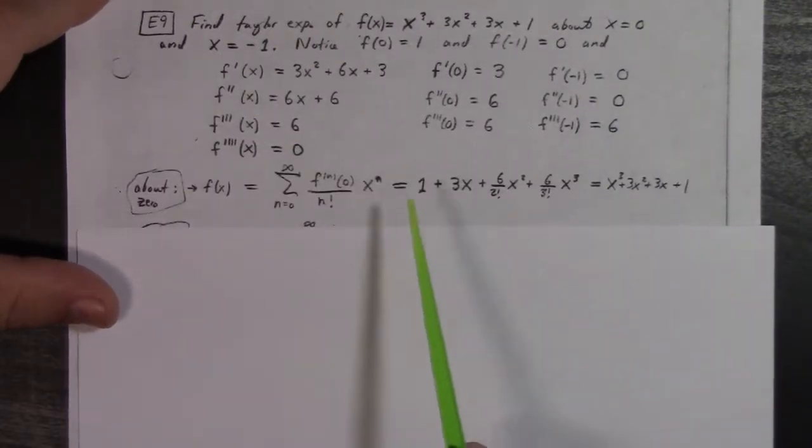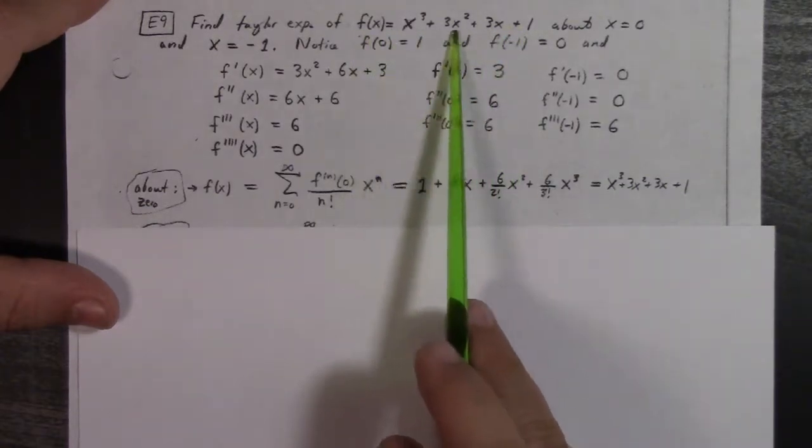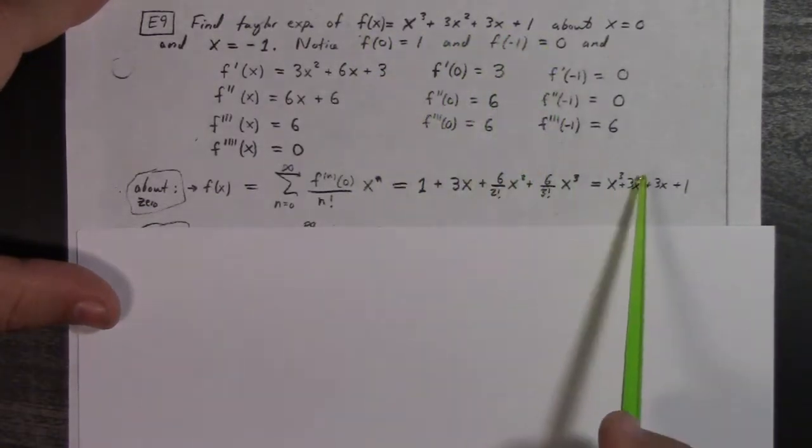So about 0, we just get back the function again, right? Because what's the best polynomial approximation to a polynomial? You know what? It's the polynomial.